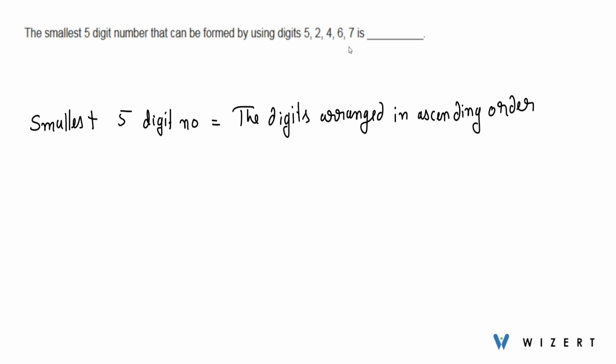So we have 5, 2, 4, 6, 7. The smallest digit among the given 5 digits is 2. After 2 comes 4. After 4 we have 5, then 6 and then 7. So this will be our final required answer.